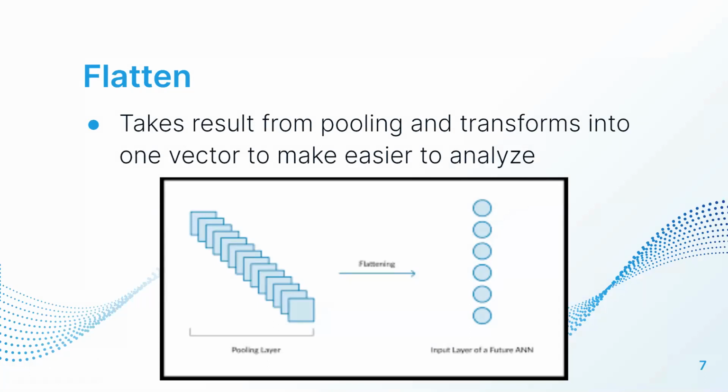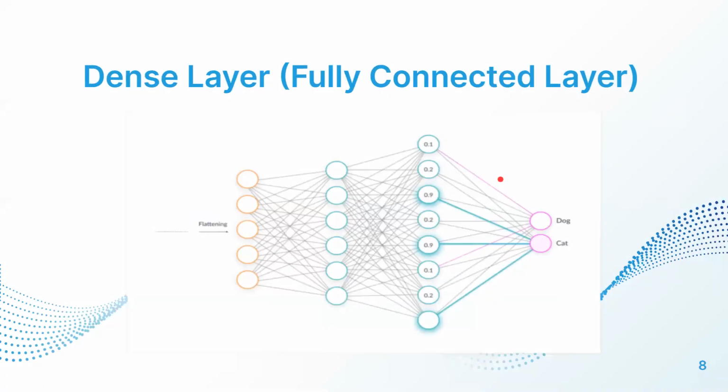So then we go into our flatten layer. This is pretty important because what it does is it takes results from whatever happened in the final pooling layer and it transforms it into one vector. Basically, this happens at the very end of your neural network, and it makes it easier to analyze because instead of looking at the multiple dimensions that you see here, you're only looking at the straight line of data, which makes it a lot easier to connect outputs to the data that is going on over here. And that's exactly what the dense layer does.